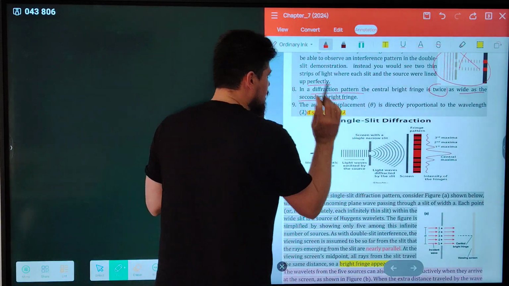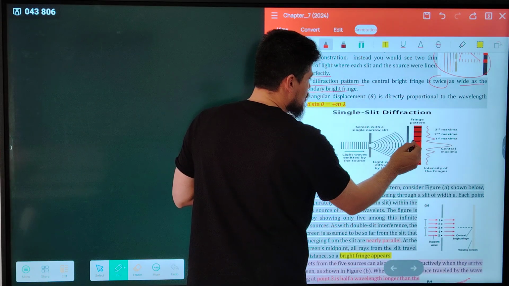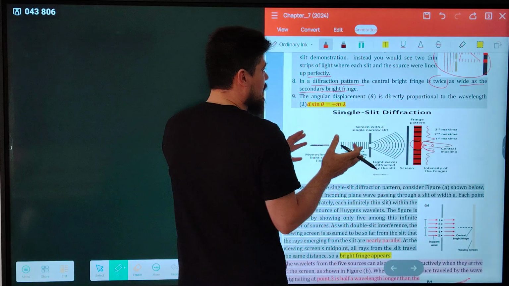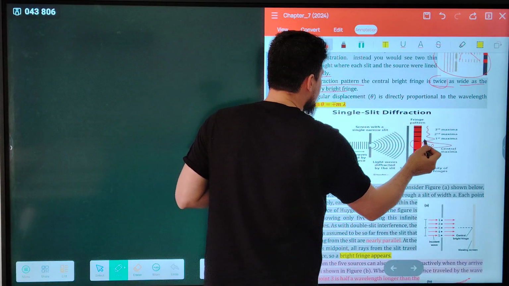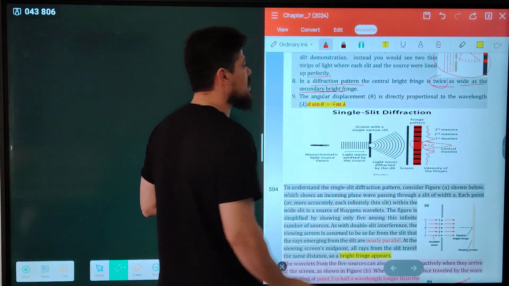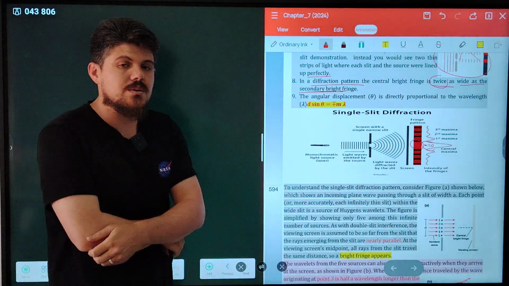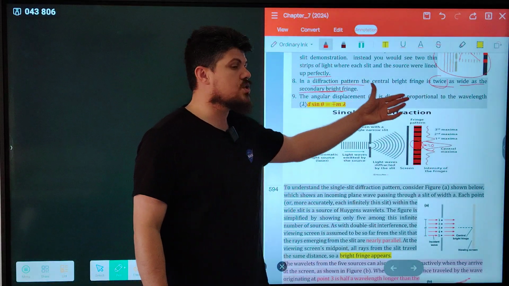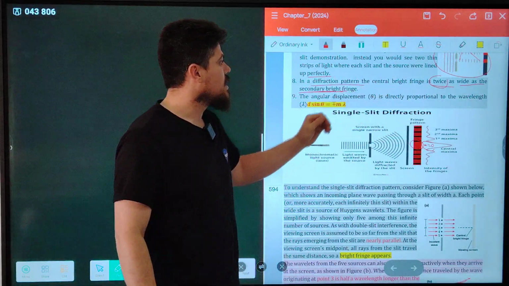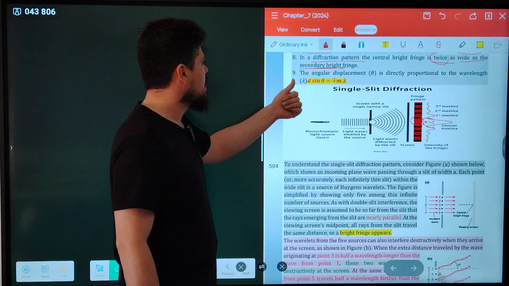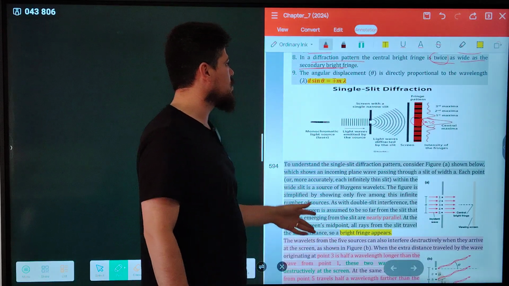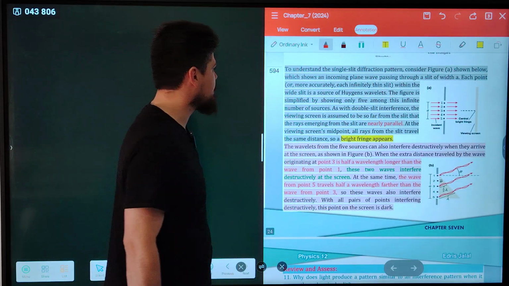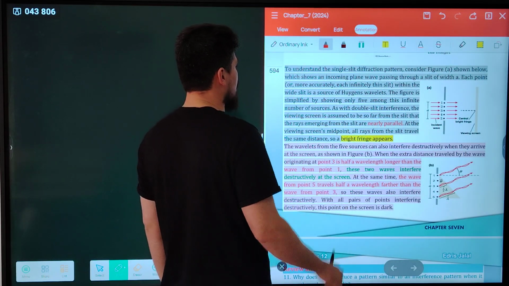In a diffraction pattern, the central bright fringe is twice as wide as the secondary bright fringe. Guys, look, this is the central bright, m0. The central bright is twice as wide as the secondary bright fringe. The angular displacement is directly proportional to the wavelength. More wavelength has more angle of diffraction.